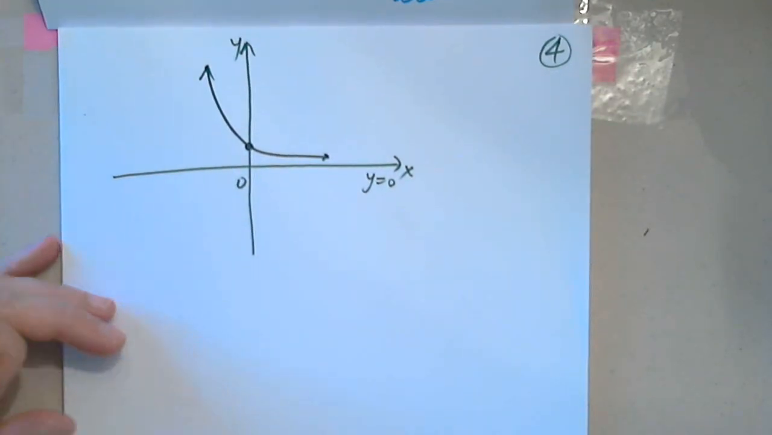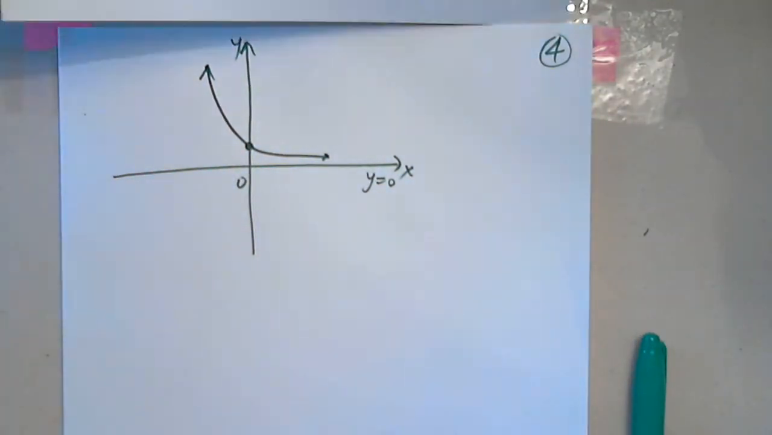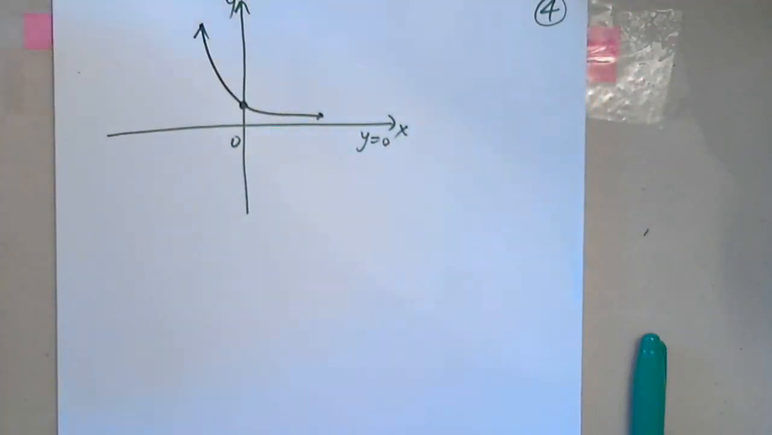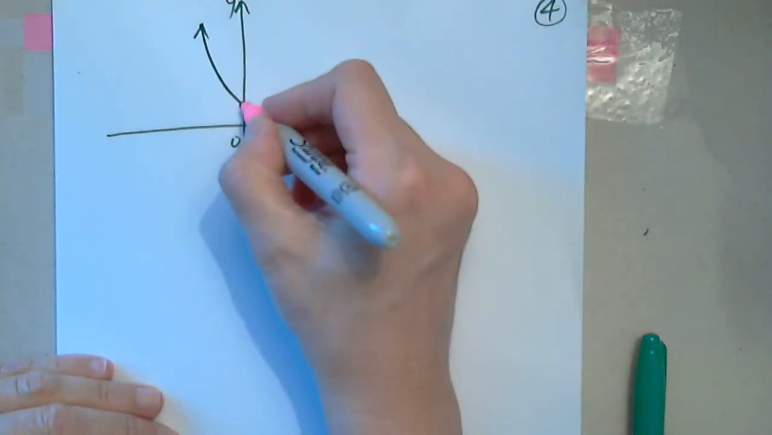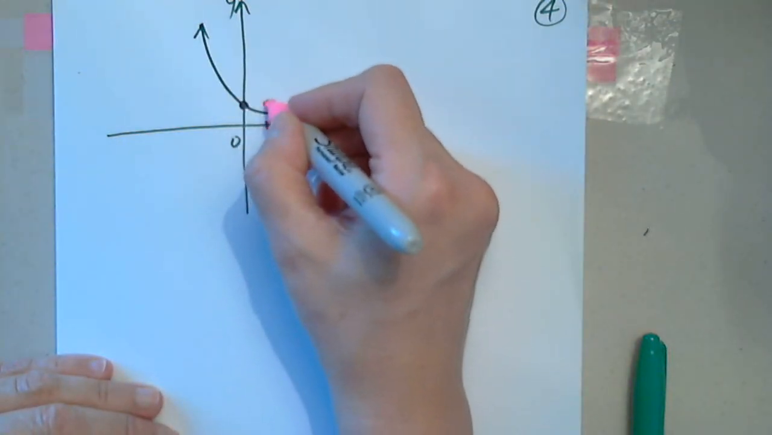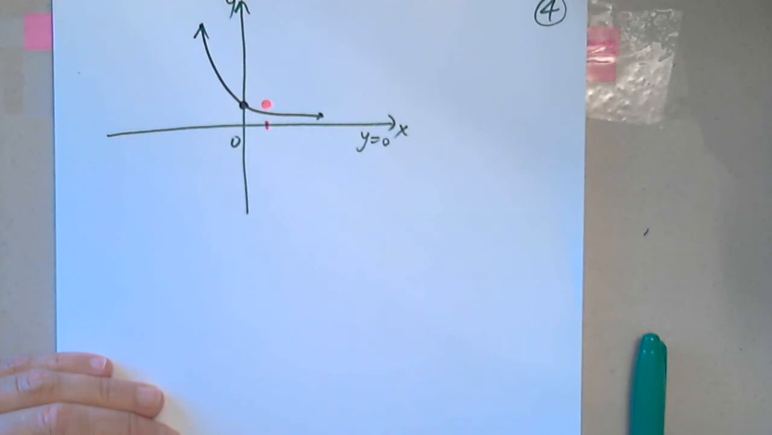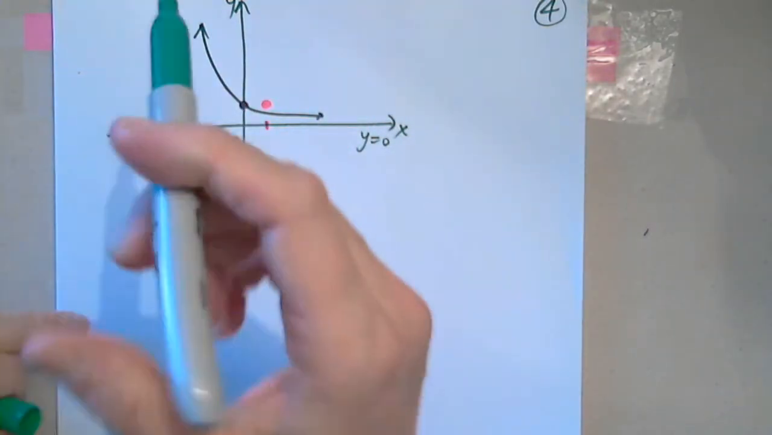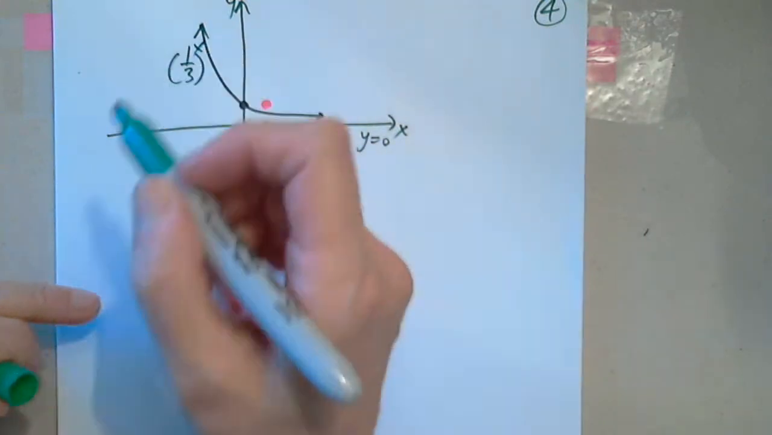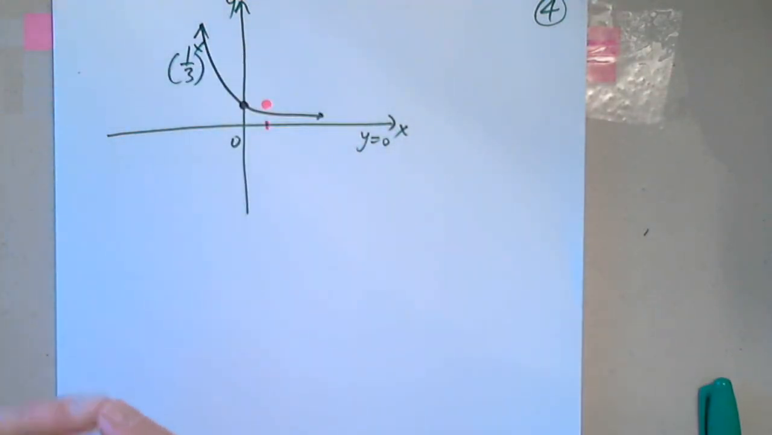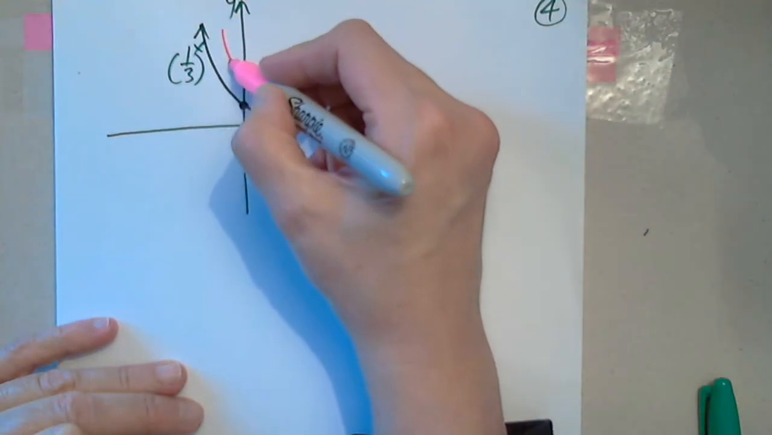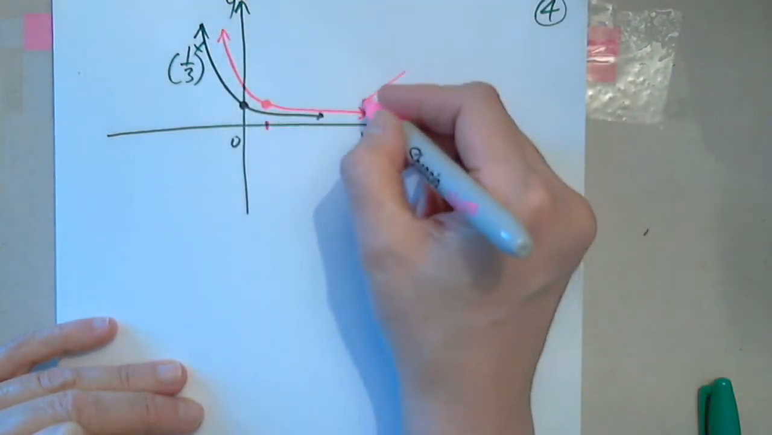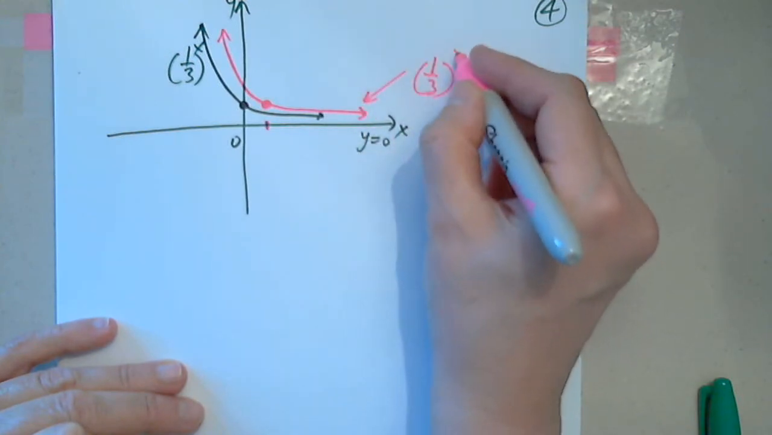This is a base function, and it has to cross at 0, 1, and this is y equals 0, the horizontal asymptote. Then you told me to shift this graph right 1. Okay, no problem. I'm going to take this point and move it now to 1, 1. Because it goes to the right. Oh, I'm sorry. So now I move this to the right 1. So this graph is 1/3 raised to x minus 1.